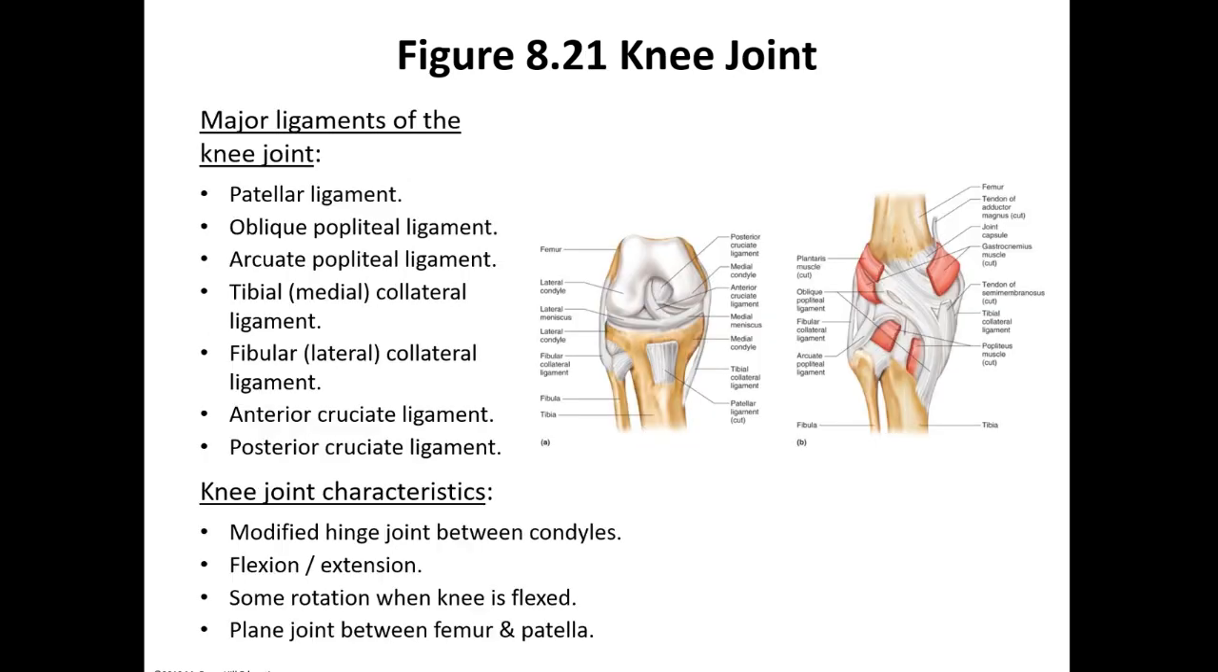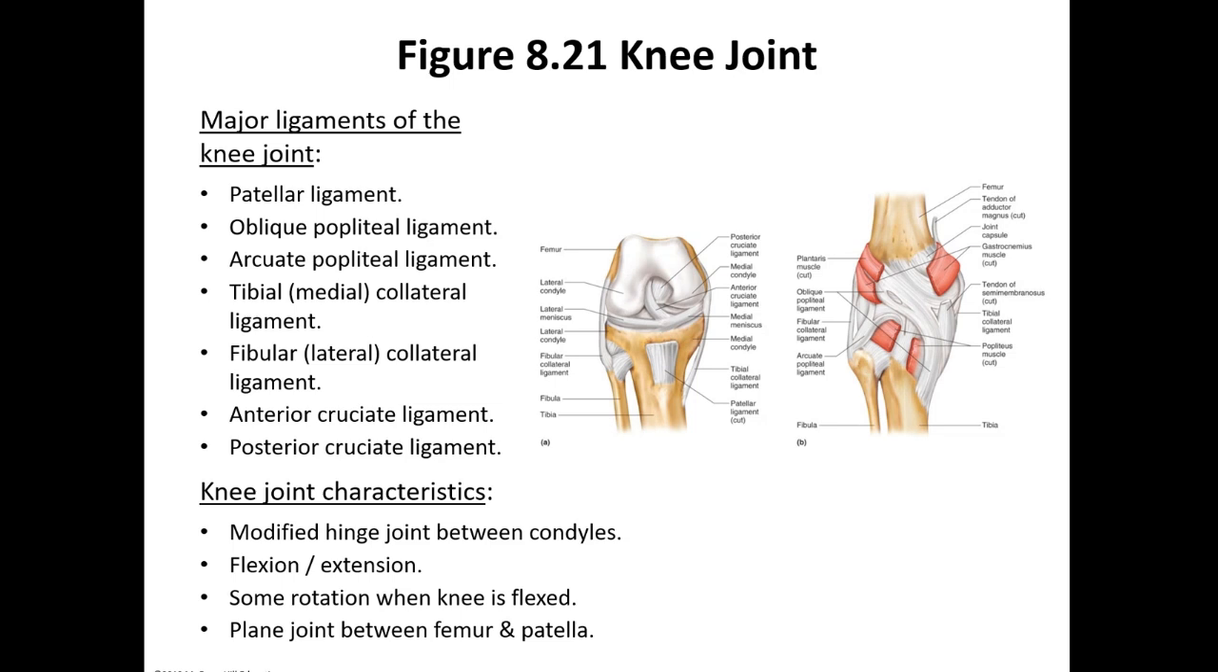Here is a slide showing us figure 8.21. This slide is showing us the knee joint. In this very slide, you can see major ligaments of the knee, such as the patellar ligament, oblique popliteal ligament, arcuate popliteal ligament, tibial collateral ligament, or what we call MCL, medial collateral ligament.